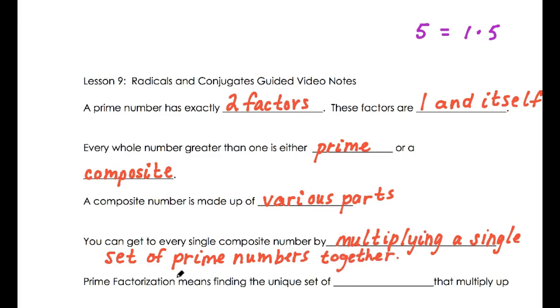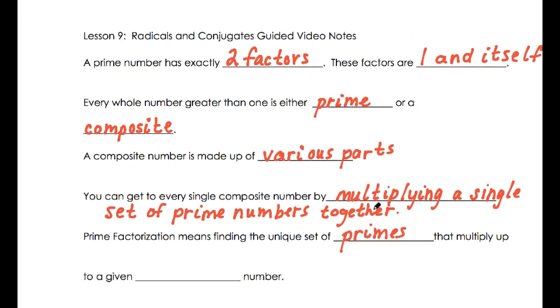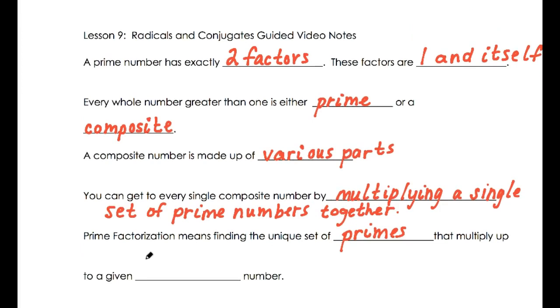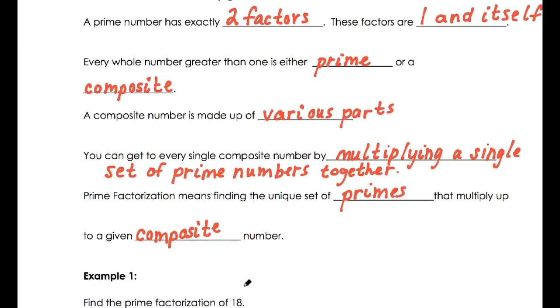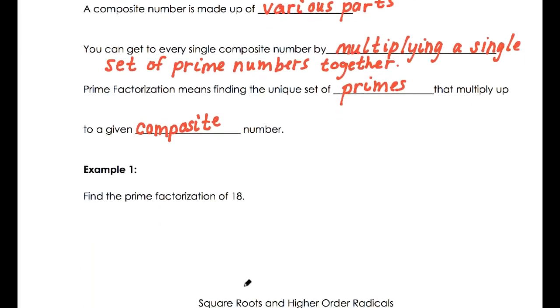Prime factorization means that we're finding a set of primes that multiply to give us a given composite number. And this is the idea that we have to take into radicals, all of this. But we're going to start by using what we call a factorization tree.